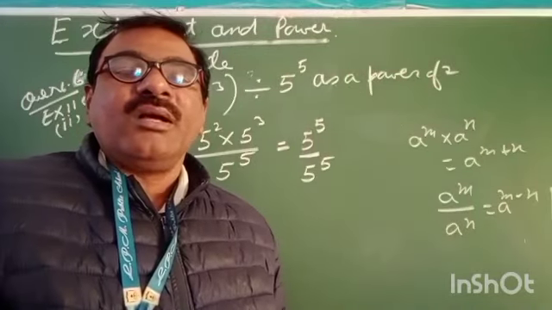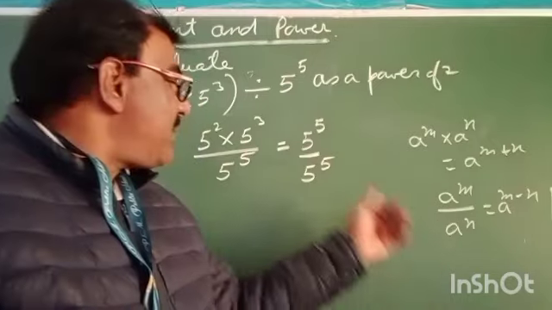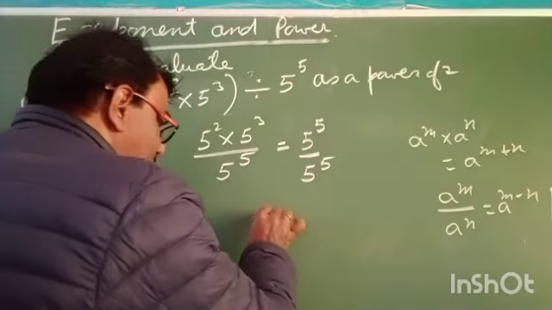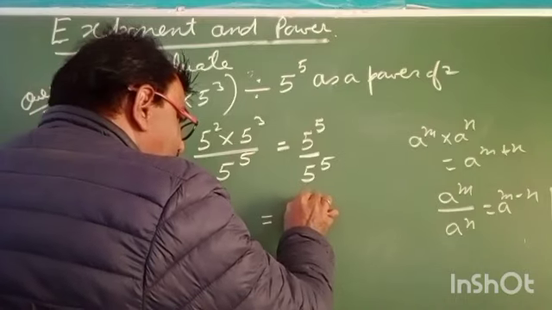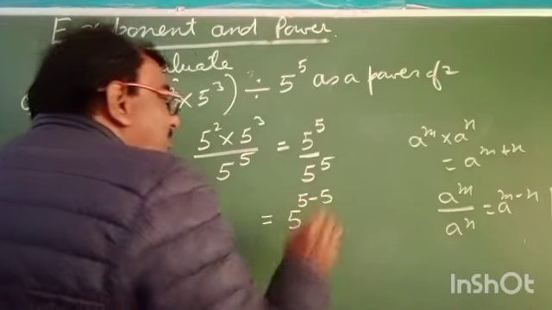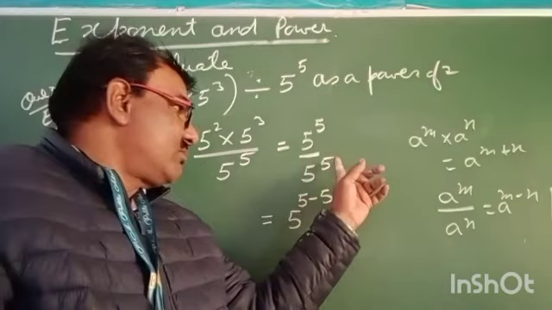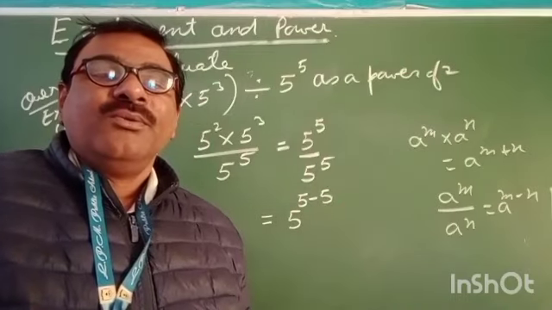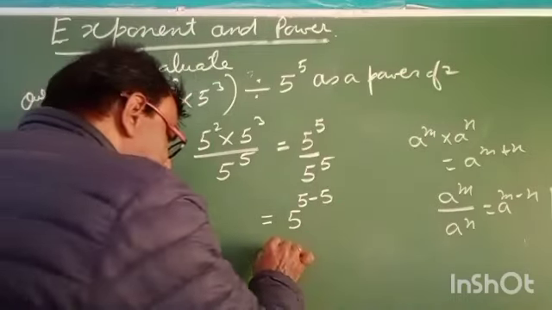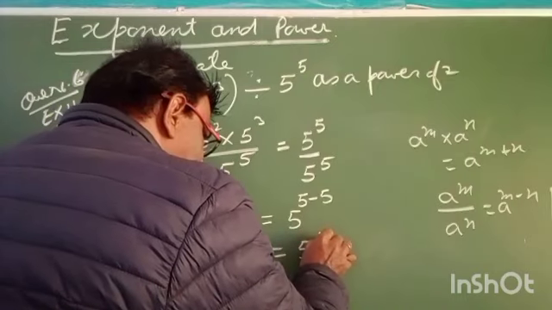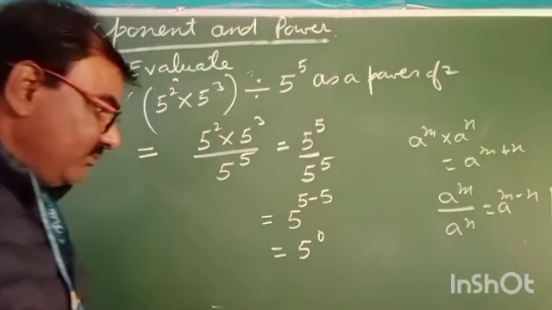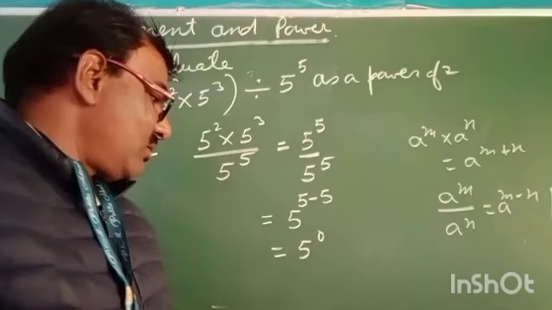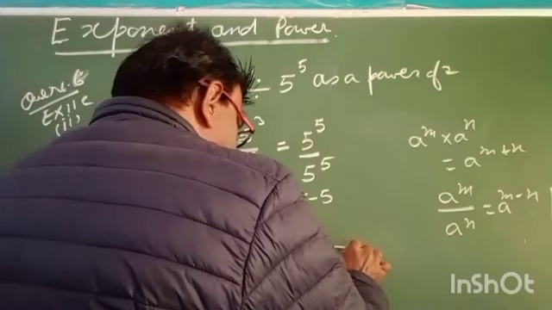This is the law of exponent. With the help of this law of exponent, we can write 5 to the power 5 minus 5, because here is m and here is n, so it will be equal to 5 to the power 5 minus 5. Then it will be equal to 5 to the power 0.